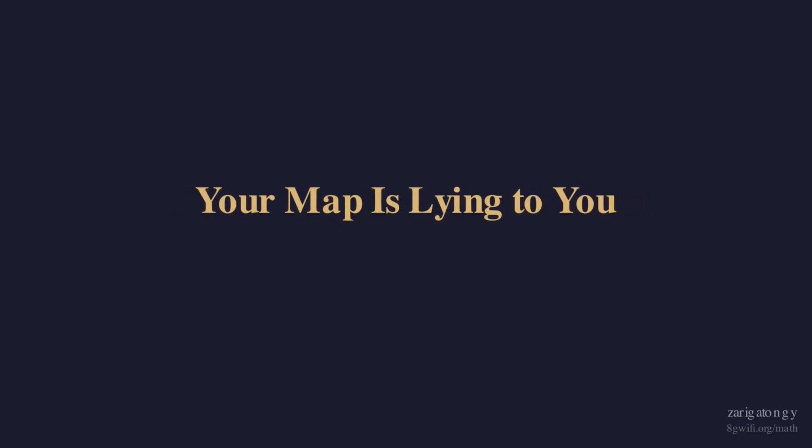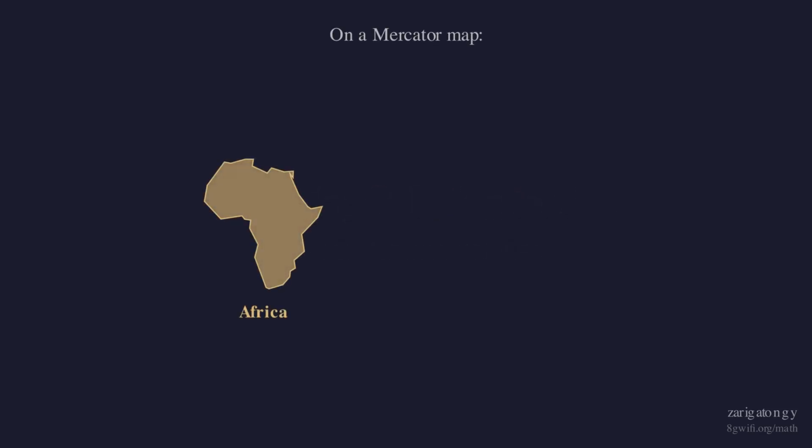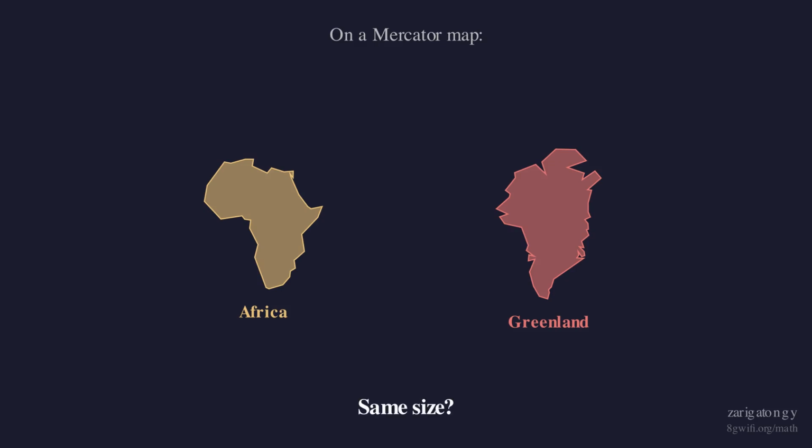Every map on your wall, in your classroom, on Google Maps, they're all lying about the size of countries. Let's see the math behind the deception. On a Mercator map, Africa and Greenland look roughly the same size. But is that true? Not even close.